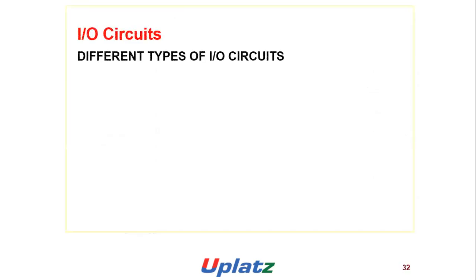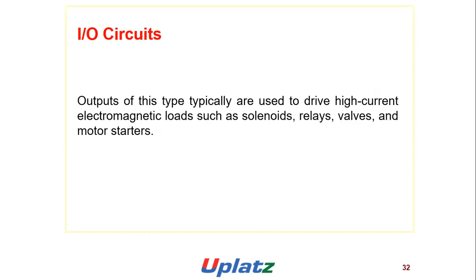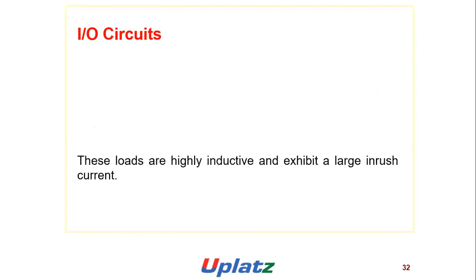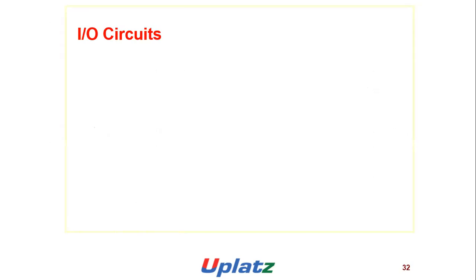I/O circuits: different types of I/O circuits. Pilot duty outputs of this type typically are used to drive high current electromagnetic loads such as solenoids, relays, valves, and motor starters. These loads are highly inductive and exhibit a large inrush current. Pilot duty output should be capable of withstanding an inrush current of 10 times the rated load for a short period of time without failure.